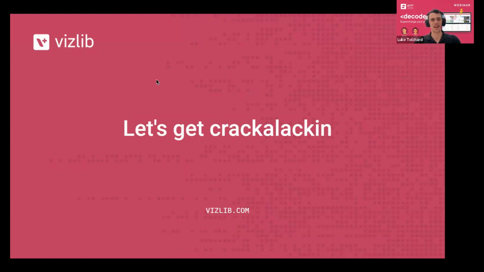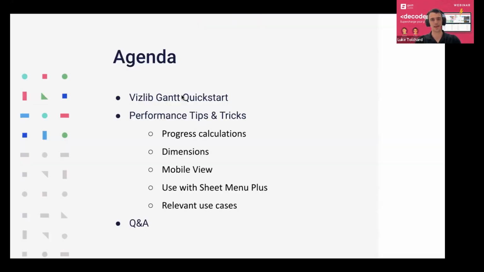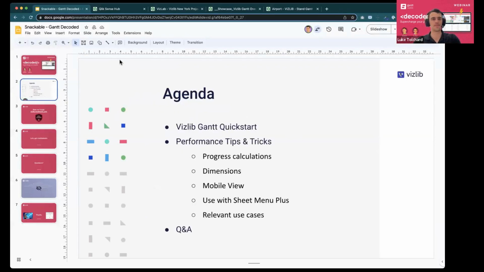Let's go quickly back to the slides where we have the agenda. We've got the progress calculations, which is just progress events. We're going to go on about some features about the dimensions. Again, we're going to talk about mobile view. We're going to talk about some cool use cases along with the Sheet Menu Plus. And further to that, we're going to talk about some actual industry use cases involved with the right back table, and one fun example with airports. So let's get into it.